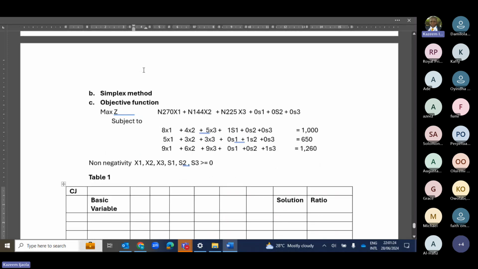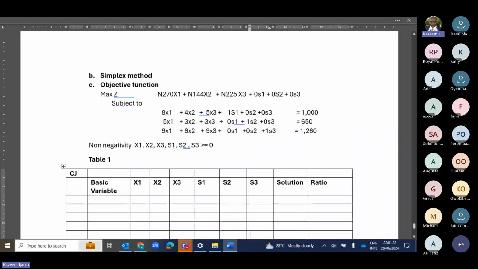So now just look at your objective function. You need to bring in all those variables. We have x1, x2, x3, s1, s2, s3. Okay, what are the slack variables? Slack variables are s1, s2, s3. So you come here, s1, s2, s3, like this. Now, what are the Cj of each of those variables? So you know already, I will just write, this is 270, and this is 144, this is 225, and this is 0, this is 0, this is 0, like this. So what are those Cj now? For s1, everything is 0.